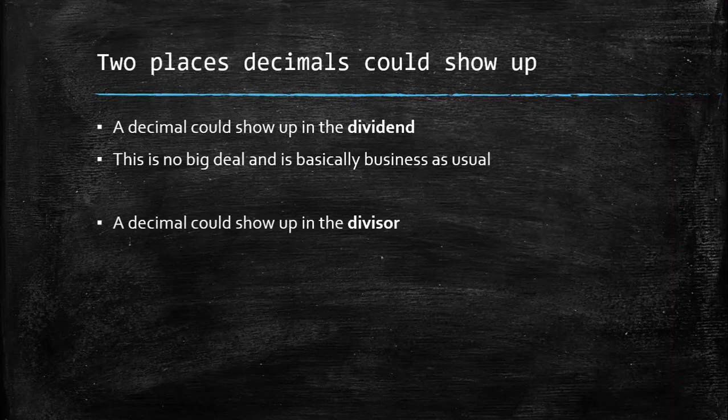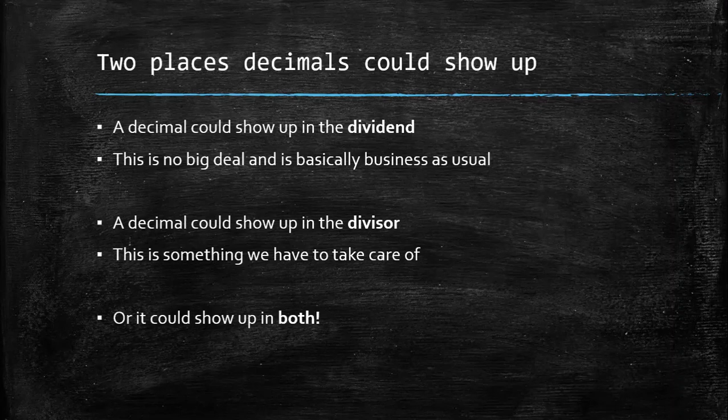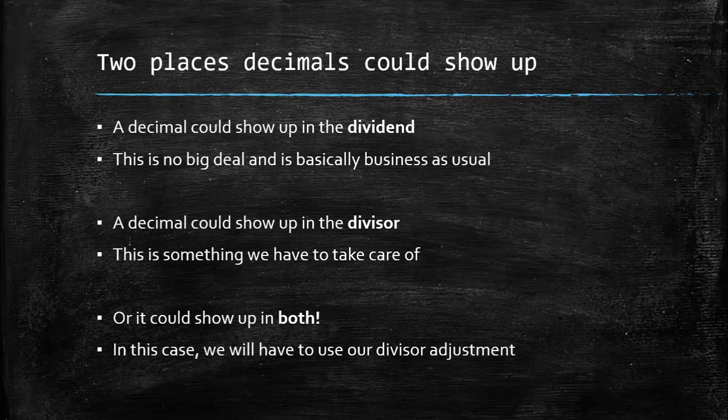The other place that it could show up is in the divisor. So that's the number that is actually being divided into the dividend. So this is a little bit more of a problem. We need to take care of this before we can do our division, or else we're not really going to know where the decimal place is going to show up. Or it could show up in both, but that's no big deal because we just do our divisor adjustment and then the dividend just kind of comes along for the ride.